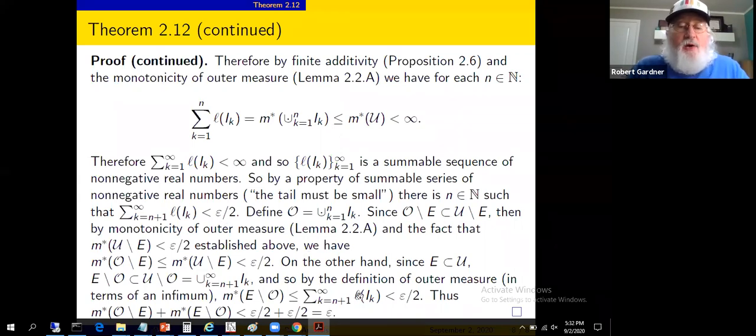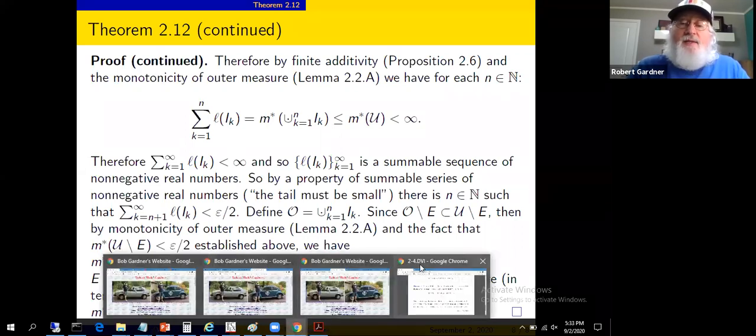The intervals form an open cover of E set minus O with bounded open intervals, and the outer measure is an infimum. So by the definition of outer measure, this is a particular open cover, and particular open covers give sums greater than or equal to the infimum, the outer measure itself. This is less than epsilon over 2, so the outer measure of E set minus O is less than epsilon over 2, and there you go. The outer measure of O set minus E is less than epsilon over 2, plus the outer measure of E set minus O, less than epsilon over 2. That sum is less than epsilon over 2 plus epsilon over 2 equals epsilon, and there's that result.